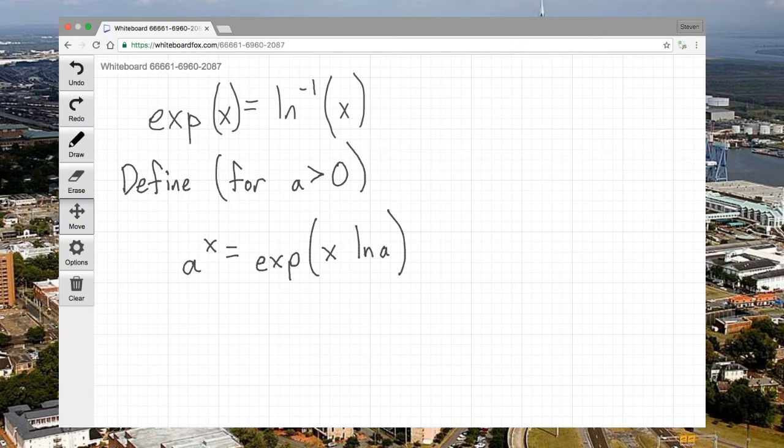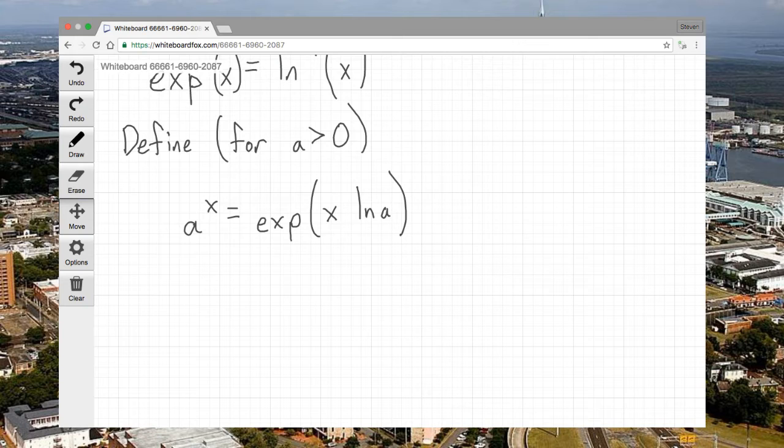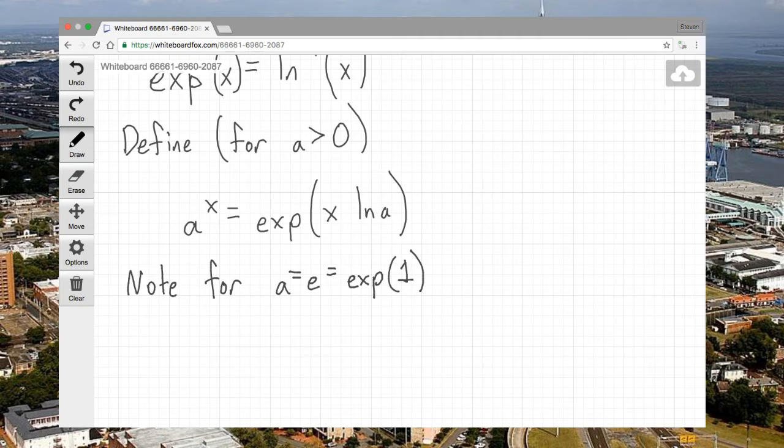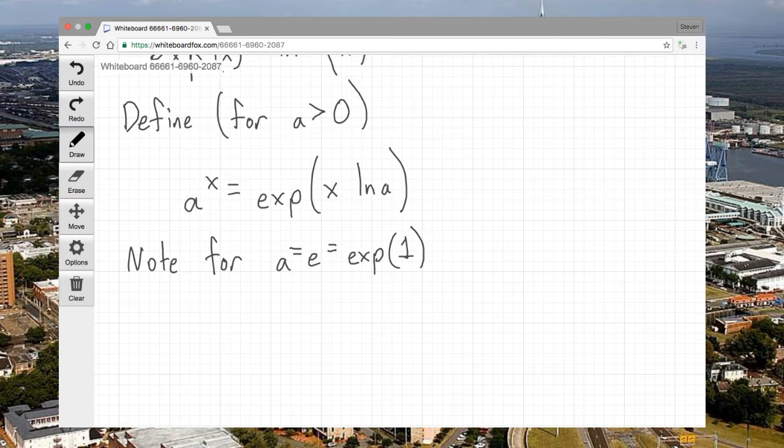First of all, we know this will make sense for e to the x, because e to the x should be the inverse of the natural log. And remember, we defined e to be the exponential function evaluated at 1. We'll learn later in the course that that's about 2.7. e to the x would equal the exponential function of x times the natural log of e, and e is the exponential function evaluated at 1.